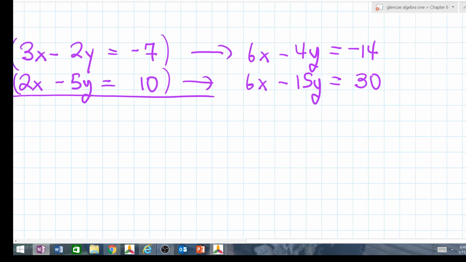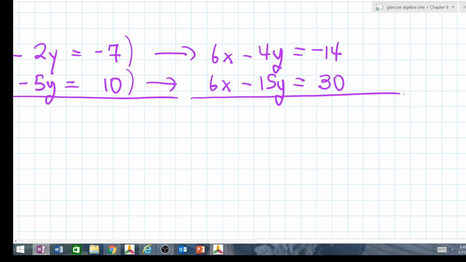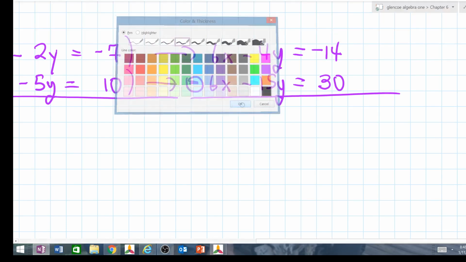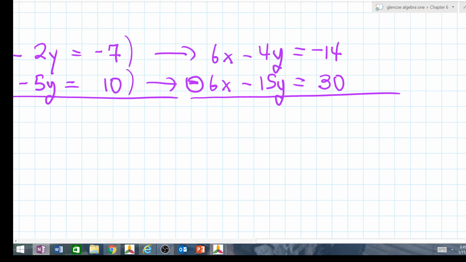Is that correct? Okay, so now, once you do that, it's exactly yesterday's lesson. Nothing has changed. So now we're ready to subtract. 6x minus 6x is 0. A negative 4y minus a negative 15y is a negative 4 plus 15, which gives me what? A positive 11y. And a negative 14 minus 30 is a negative what? Negative 44.